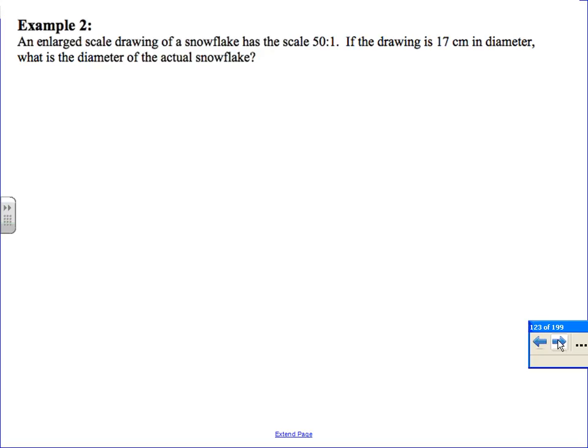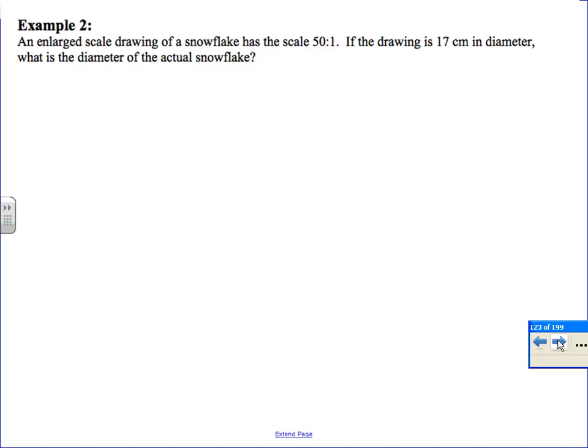Okay, page 16. Example 2 says, an enlarged scale drawing of a snowflake has a scale of 50 to 1. If the drawing is 17 centimeters in diameter, what is the diameter of the actual snowflake? In these problems, there's two things that we're talking about. One is the scale drawing, and the other one is the actual object. Okay, so the actual size. I want you to write down the two things that they're comparing for the ratio.